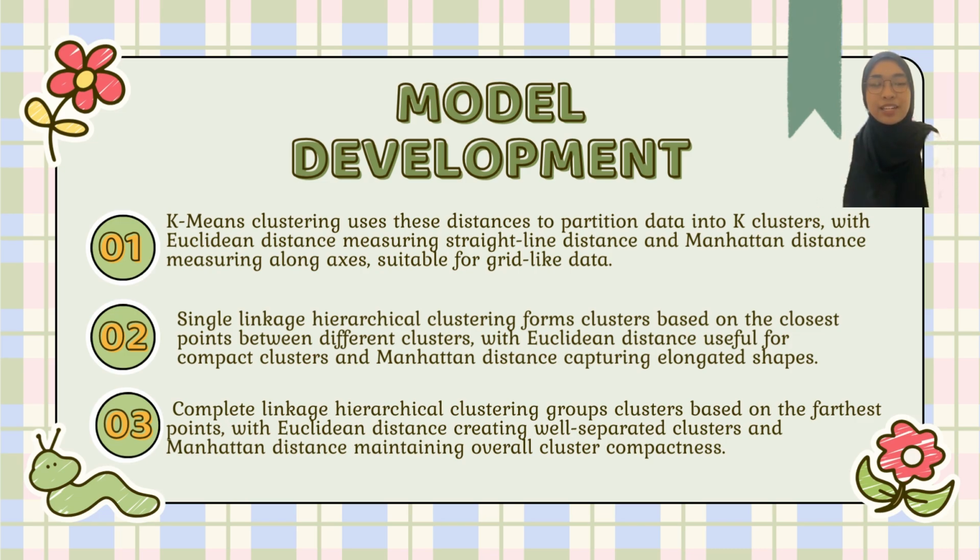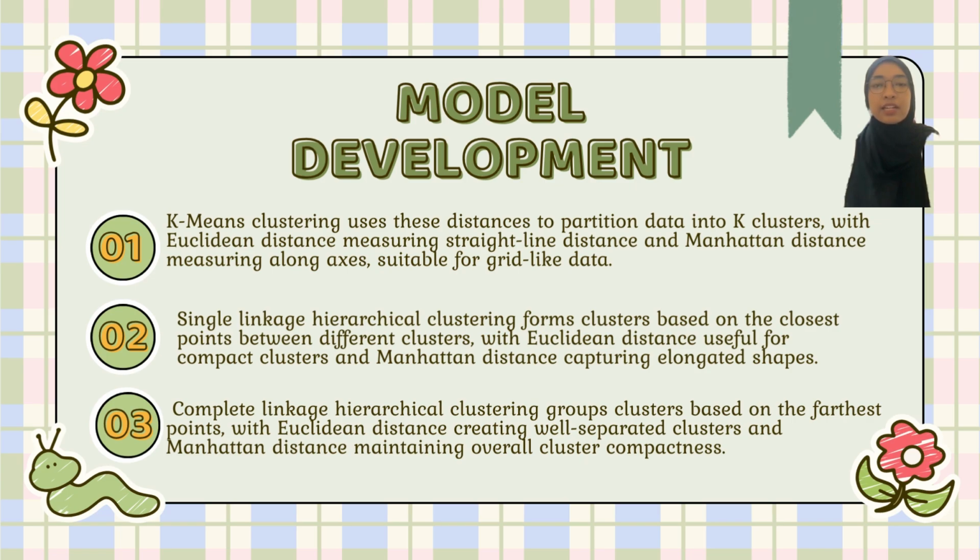In WEKA, clustering methods like k-means, single linkage hierarchical and complete linkage hierarchical clustering utilize different distance measures such as Manhattan and Euclidean distance to determine how data points are grouped. K-means clustering uses this distance to partition data into k clusters, with Euclidean distance measuring straight line distance and Manhattan distance measuring along axes, suitable for grid-like data.